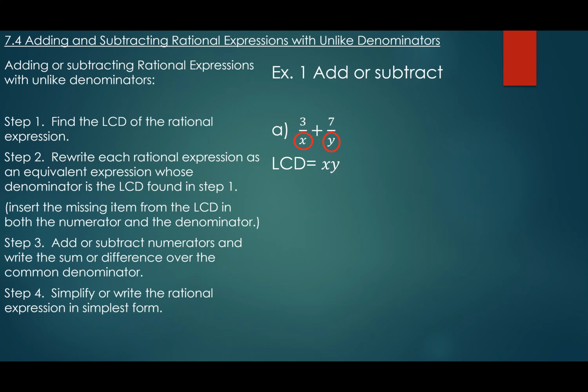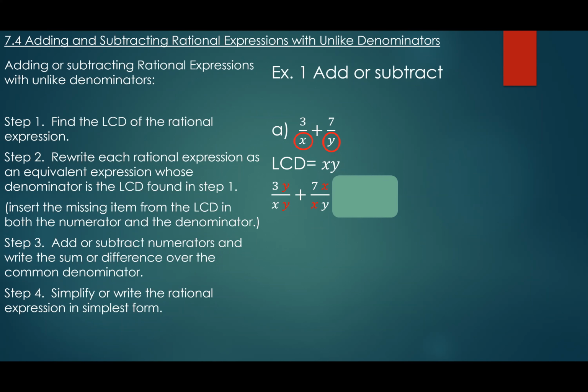Once you find the LCD, this is the second step: insert what you're missing from your LCD. Do you agree that for 3 over x, what am I missing from the LCD? I'm missing a y. So all I need to do is put the y on the numerator and the y on the denominator. And for 7 over y, what am I missing from my LCD? Clearly we're missing an x. So again, I put the x on the numerator and the x on the denominator.